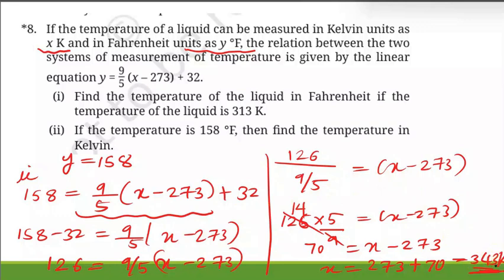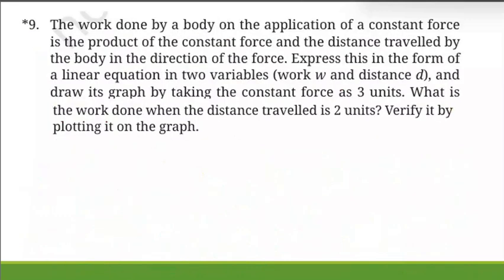Got the idea? First of all, we got the Fahrenheit value. Second part, we found the Kelvin value. Hope it is clear. Now we can move to the next question. The question says that the work done by a body on the application of a constant force is the product of the constant force and the distance traveled by the body in the direction of the force. Express this in the form of a linear equation in two variables.